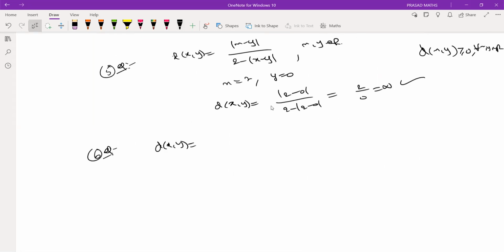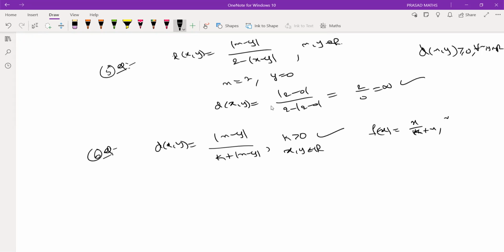Therefore, distance between x comma y equals mod of x minus y by k plus mod of x minus y is always a metric if and only if k is positive, whenever x comma y are real numbers. Is it clear? For the triangle inequality, I can take an increasing function like this: x by k plus x. Therefore, it's an increasing function.